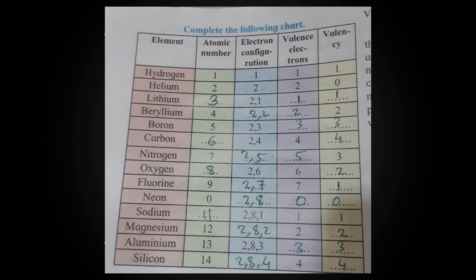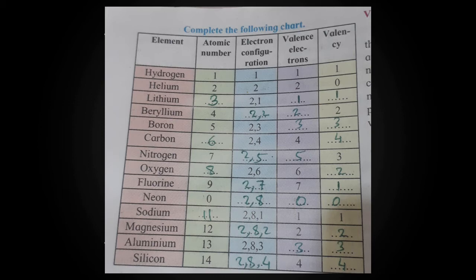Students, you must copy these points in your textbook. See students, the first element is hydrogen. We know the atomic number of hydrogen is 1. Therefore, its electronic configuration is 1. The valence electron of hydrogen is also 1 because in the outermost orbit 1 electron is present, and that's the reason the valency is 1.